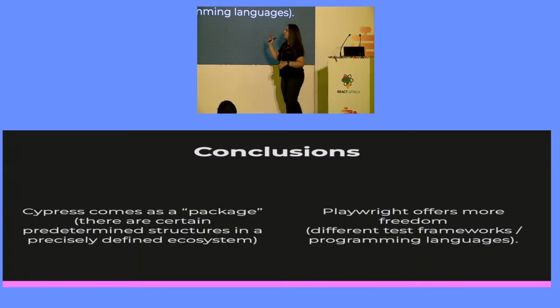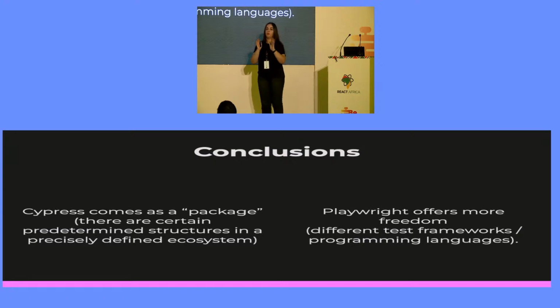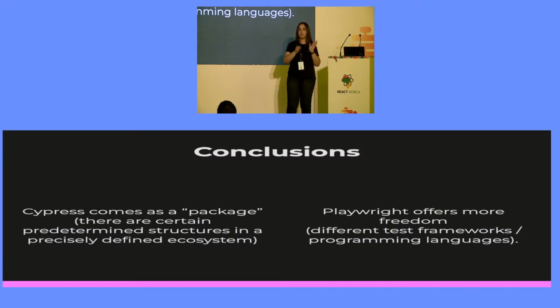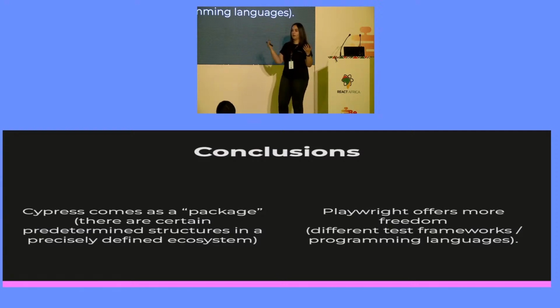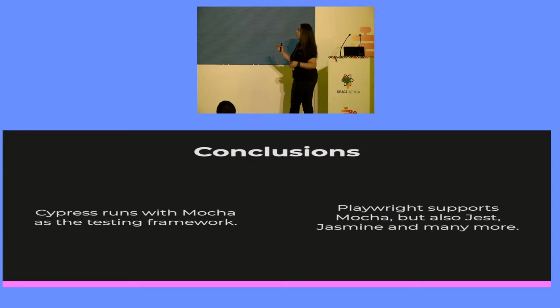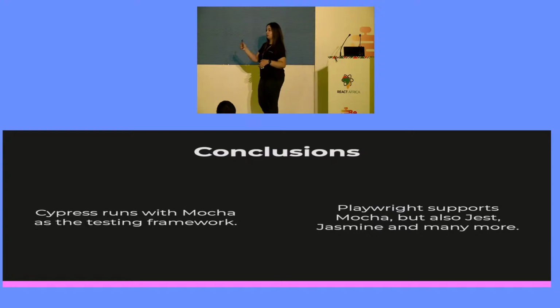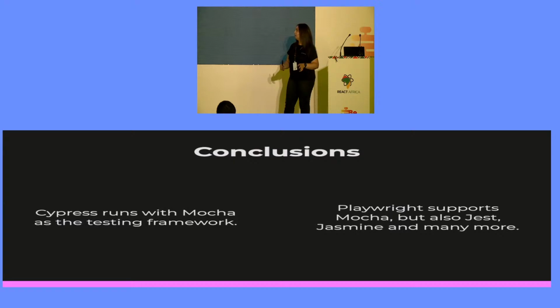If we want to compare these two, Cypress is more like a package. So we want to test in a particular environment: JavaScript, Chrome, and we need a certain ecosystem. In Playwright, we have more freedom. We can choose the browser, and we can also choose the programming language that we want to use. Cypress runs with Mocha as the testing framework, so under the hood we have Mocha running. With Playwright, you can use Mocha, Jest, or Jasmine. So you can use it with more freedom, let's say.